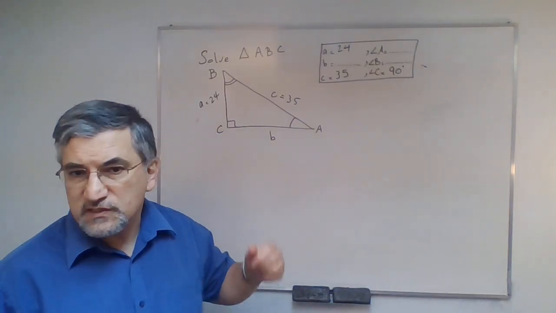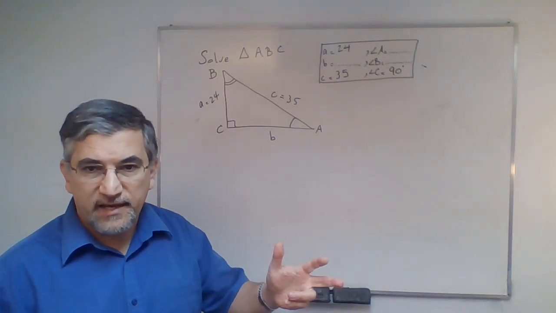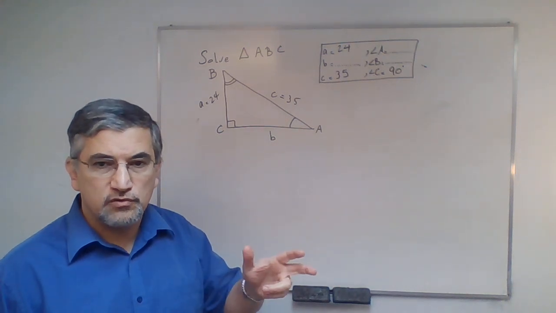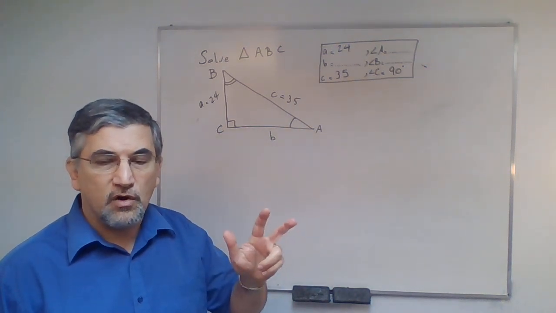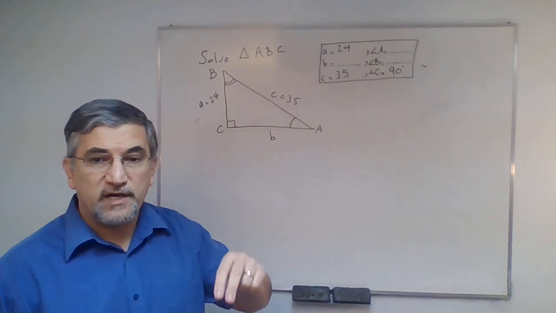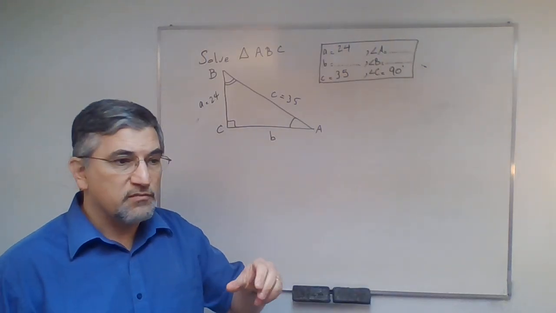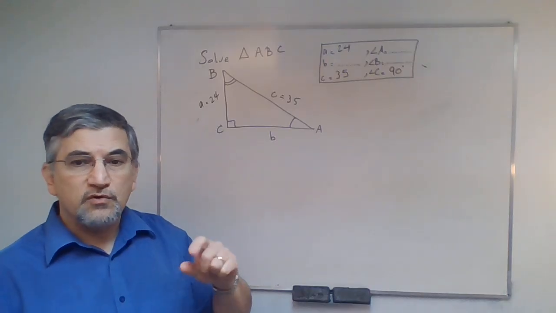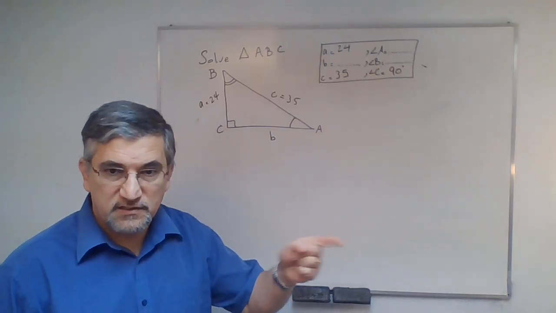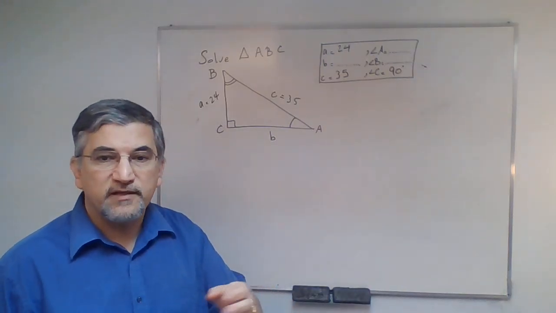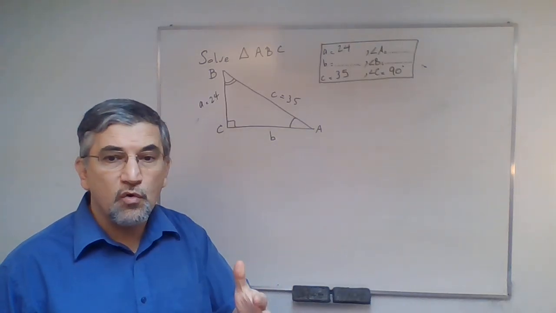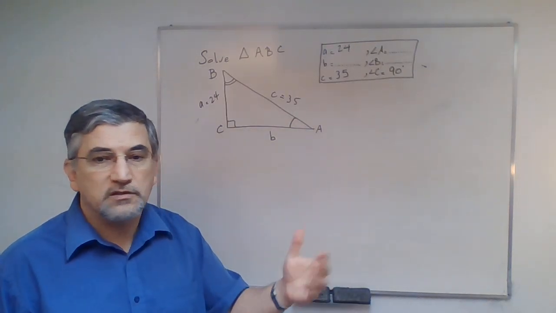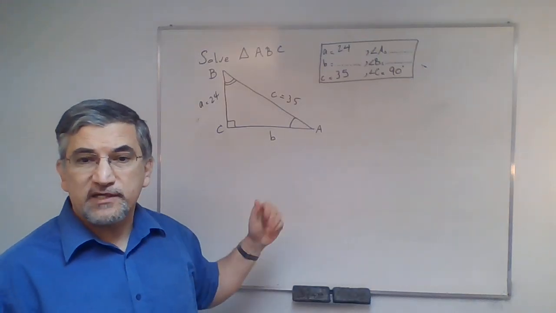Usually, there are six elements involved: three sides, three angles. 3 plus 3 is 6. Out of six elements, usually they give you three of these elements. Maybe two sides and one angle, maybe two angles and one side, maybe all three sides. It could be different scenarios, and you have to find the other three elements. The moment you know all three sides and all three angles of a triangle, then you can claim that the triangle is solved.